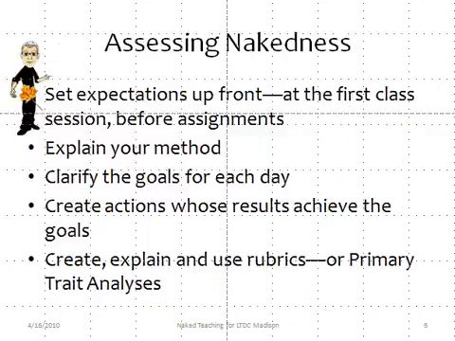When you get into nakedness, you need to set up expectations at the front, at the first class, before assignments, and explain what you're doing. You also need to clarify your goals and then create these actions that achieve the results you want. Students need to understand what you're doing, or this really is a troubling way for them to be taught.